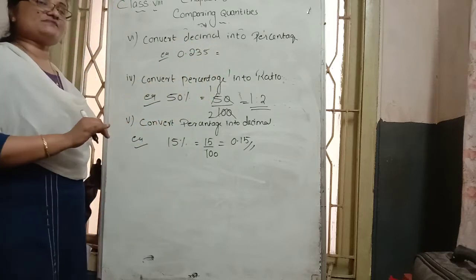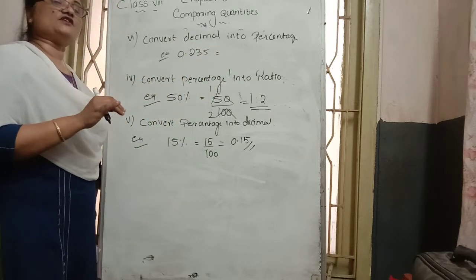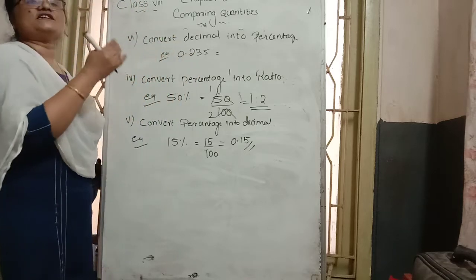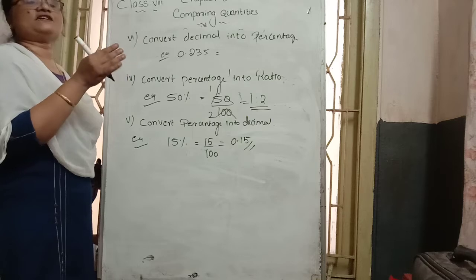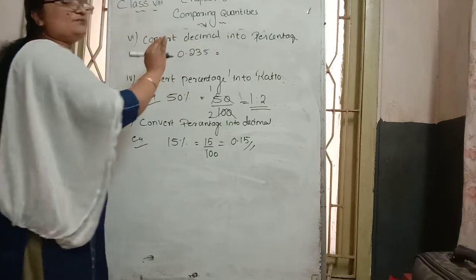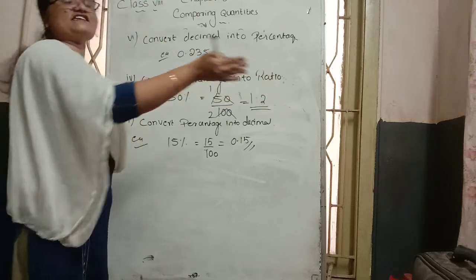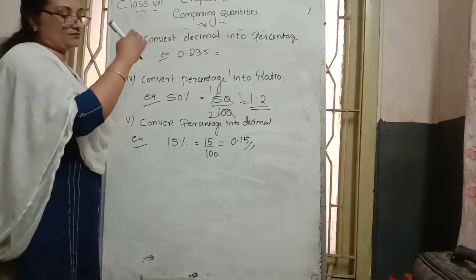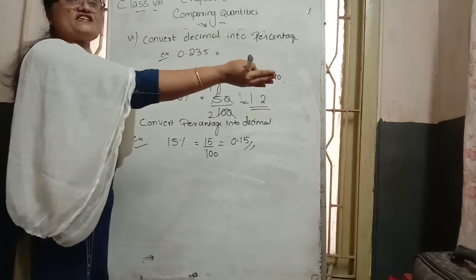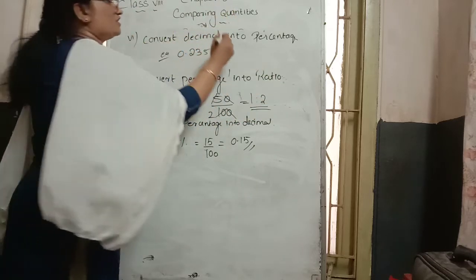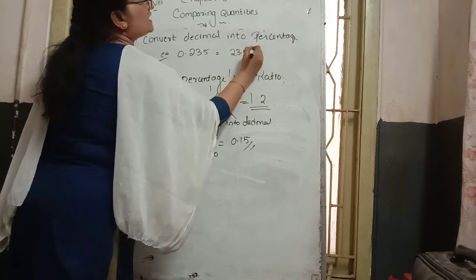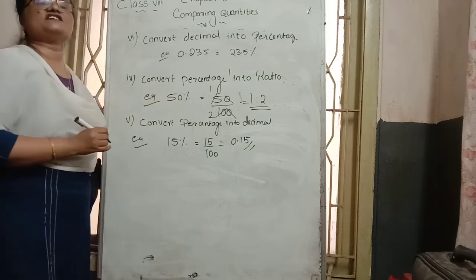How to convert it to a percentage? First of all, what we want to do is this. First we multiply with 100. Multiply with 100 means we move the decimal point to the right side two places. So we get 23.5. Keep the percentage symbol. That is the procedure.